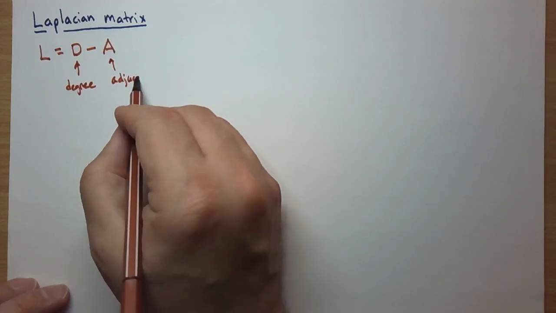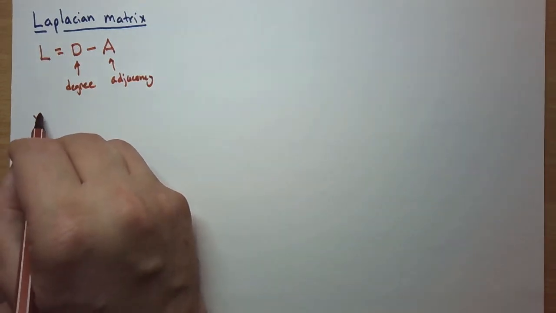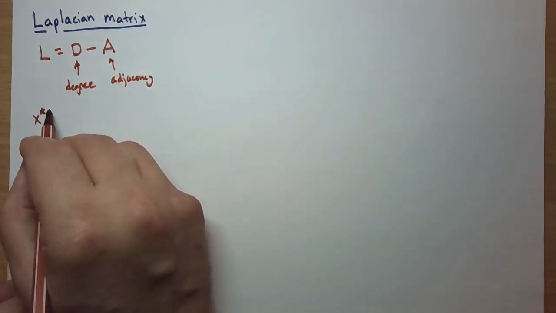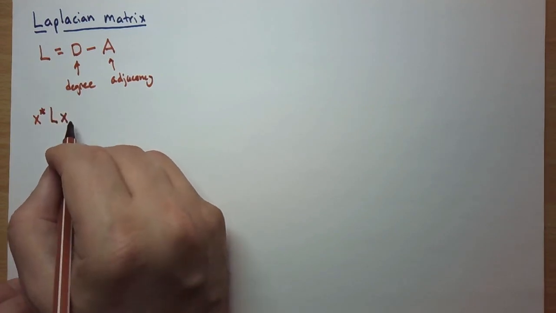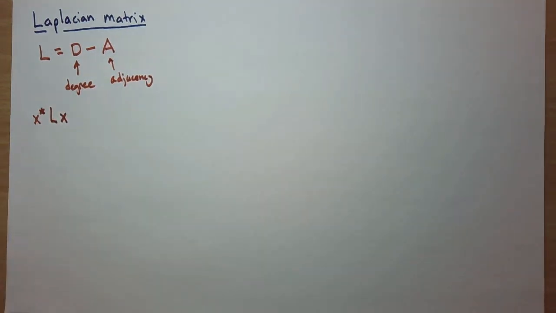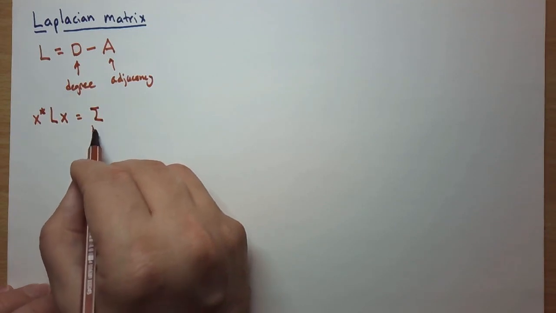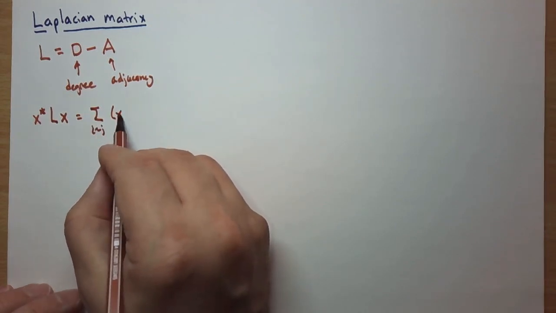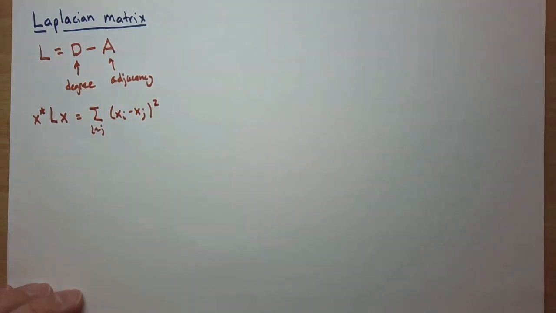One of the things we said last time was if you take x star, you can just use transpose, x star Lx, and I'm thinking of x as an assignment to the vertices. So, label the vertices 1 through n, you have the vector x, x1 through xn. This is the sum over all edges, i adjacent to j, of xi minus xj squared.